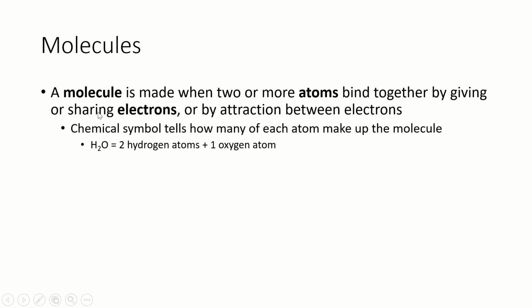All right, now whenever we put two or more atoms together, we make a molecule. Molecules are made when atoms either share electrons, when their electrons are attracted to each other, or when one atom gives electrons to another one. We write the name of the molecule as a chemical symbol, and that chemical symbol tells us how many of each atom is in the molecule.